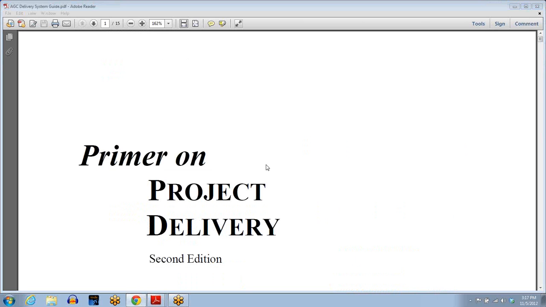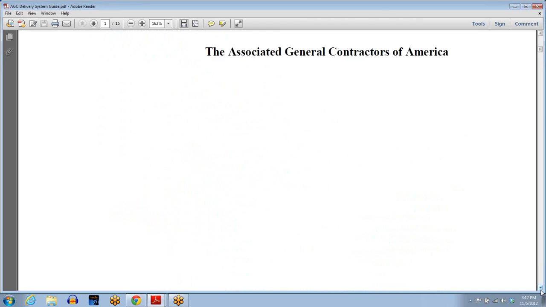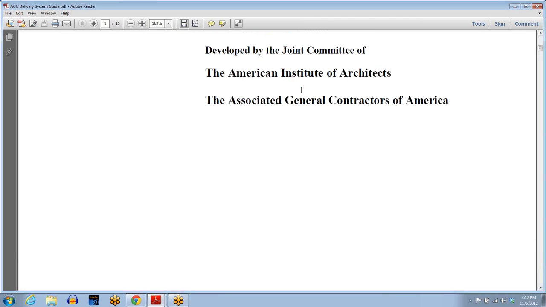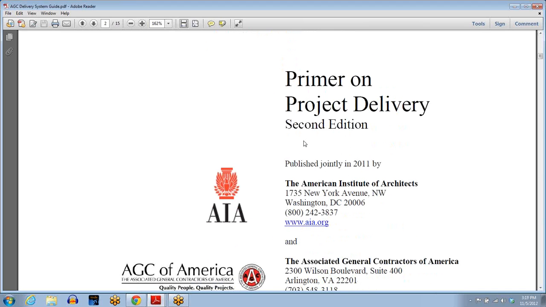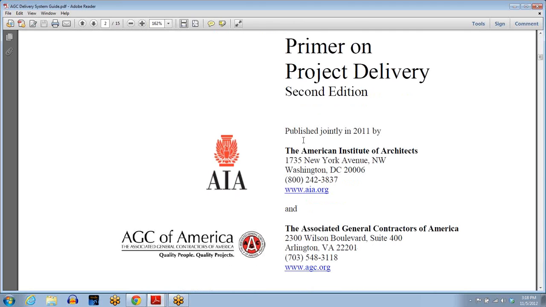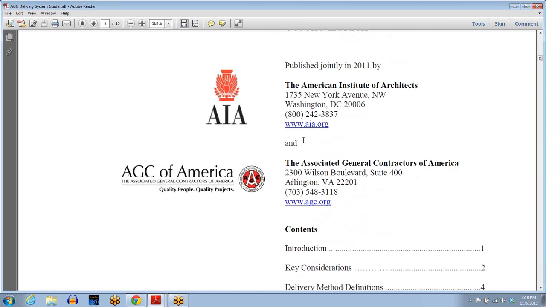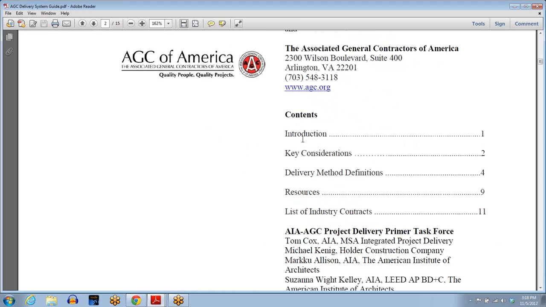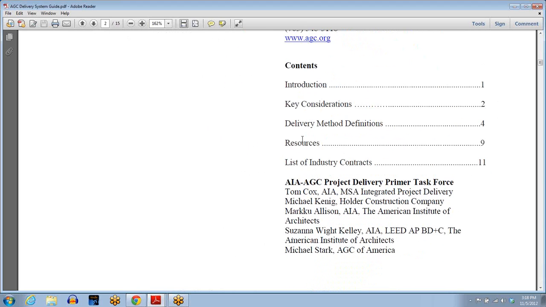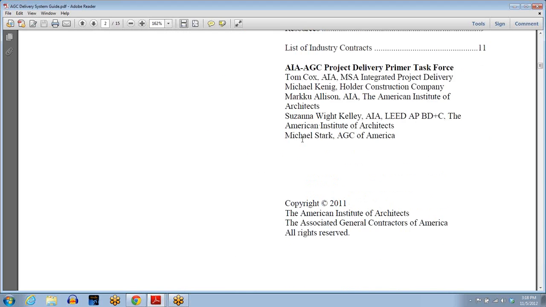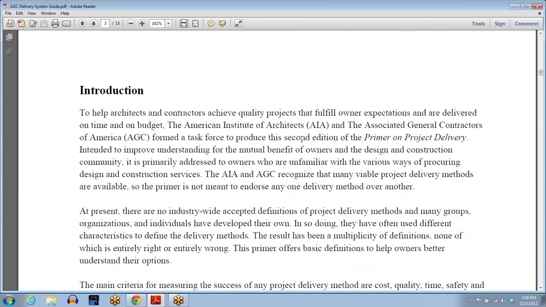Then the next one, and this is the second edition of this one, gives you both by the Architects and the Associated General Contractors of America. This is a much longer 15-page project delivery primer that takes these two groups, and now they're going to do more than just define it and talk about characteristics. Now they're going to get into not only definitions and considerations, but they're going to tell you a great deal more in depth.